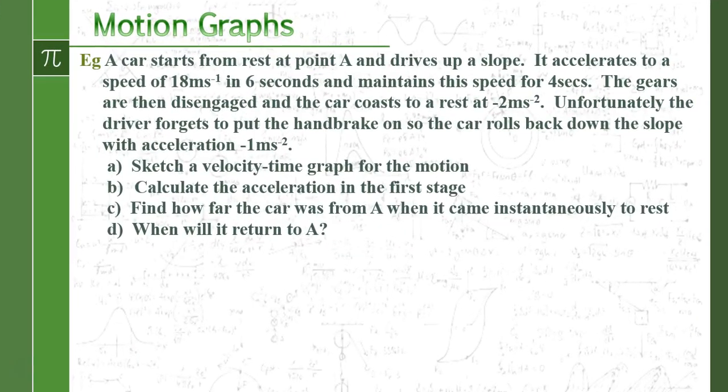So let's have a look at a question that asks us to use displacement time or velocity time graphs. There's a lot of reading to do there, but let's just take it one bit at a time. We've got a car that starts from rest at point A, driving up a slope, and it's accelerating to a speed of 18 meters per second in 6 seconds. That's the first section of the motion, so we'll deal with the next bits as we go along. It says sketch a velocity time graph for the motion. So here we go.